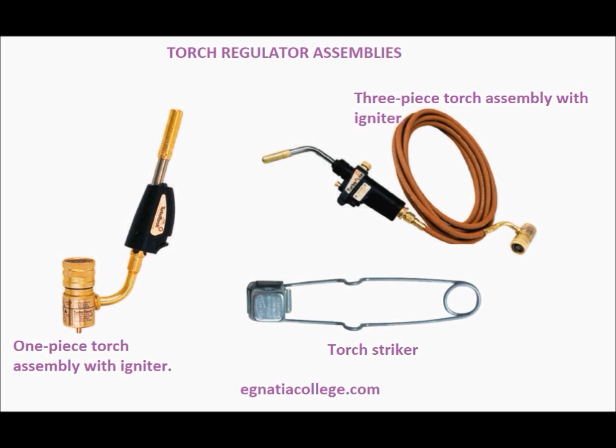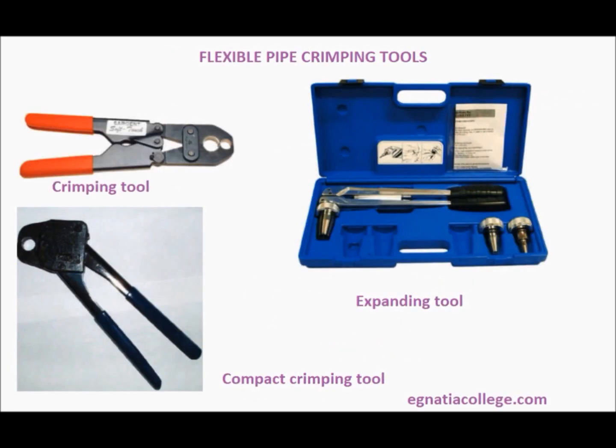Small one-piece torch assemblies that screw directly to a gas cylinder are more popular in the residential plumbing industry. They offer more mobility than three-piece assemblies that use a torch connected to a gas cylinder with a hose. Flexible pipe crimping tools.